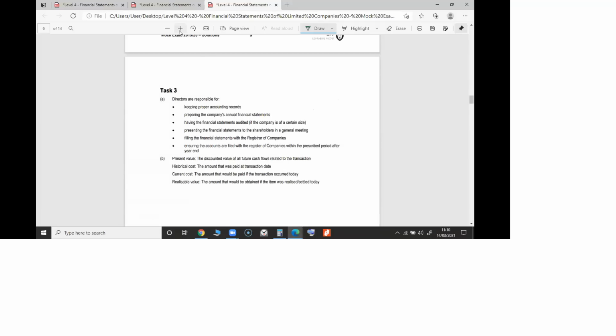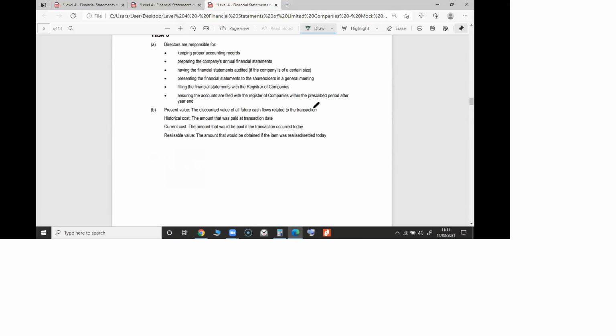Let me make it a little bigger. Keeping proper records, definitely. Company's annual financial statements, preparing, having the financial statements audited, presenting to the AGM, filing with Companies House, ensuring that they are filed with the register on time. Yeah. Now look at this: present value, discounted value of future cash flow related to the transaction. Yeah, definitely. Historic cost, the amount that was paid at the transaction. Yeah, exactly. Current cost, the amount that would be paid if the transaction occurred today.